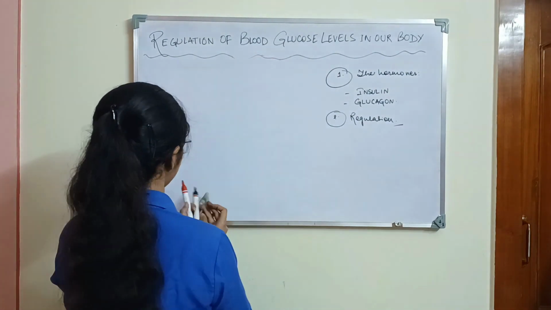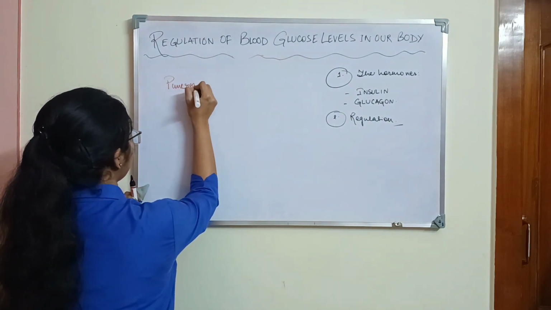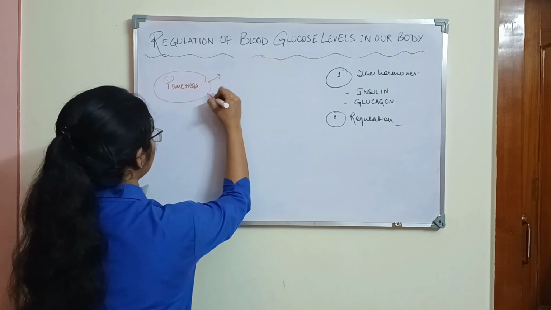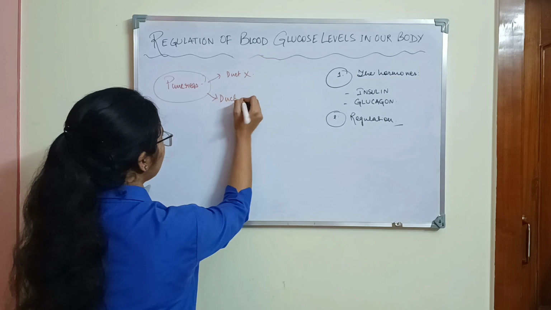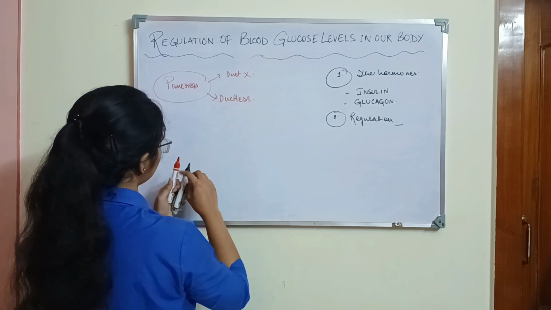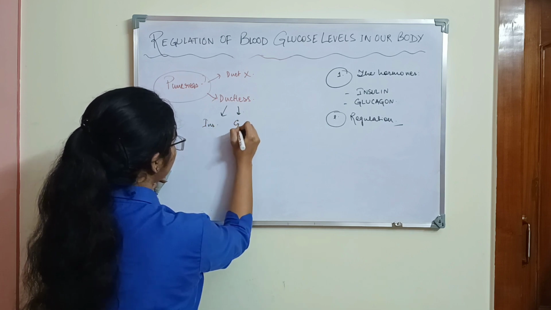Okay. So we have learned that pancreas has got two kinds of functions. One is duct, one is ductless. The duct ones we are not considering at the moment. Ductless only is the main concern. Ductless has got two kinds of hormones coming out from pancreas, insulin and glucagon.